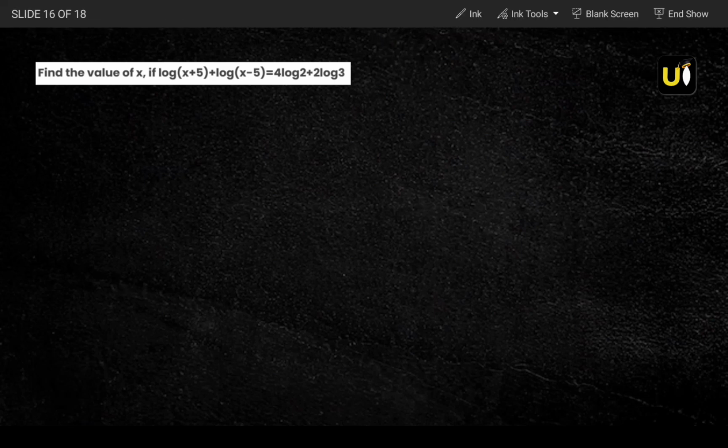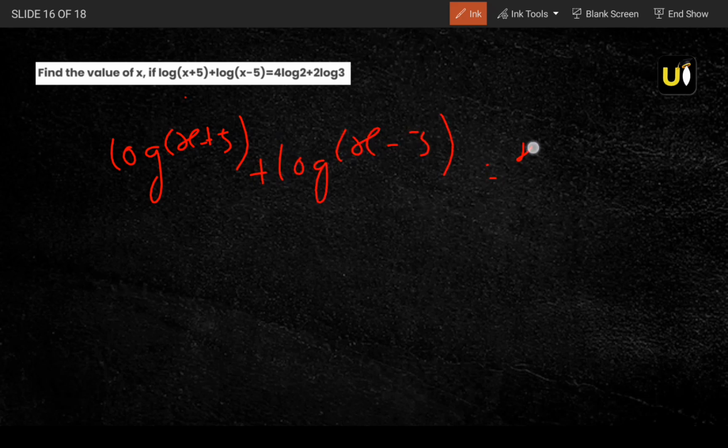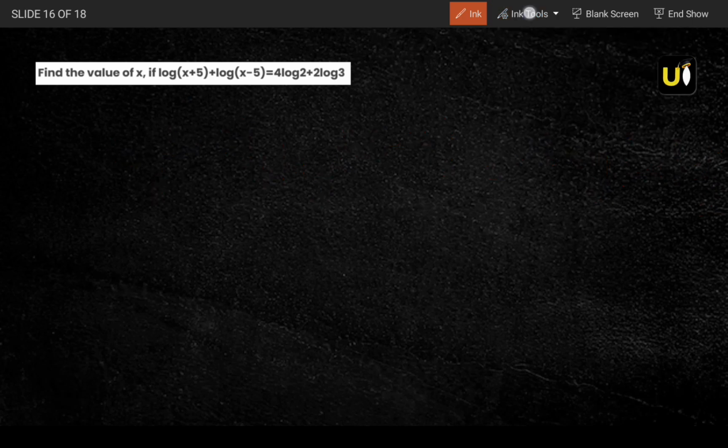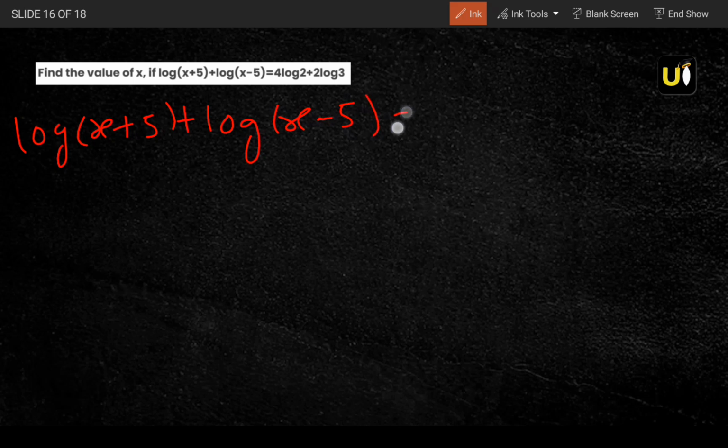Okay, now let's see the next question. See, here we are given log (x plus 5) plus log (x minus 5) is equal to 4 log 2 plus 2 log 3, with some base, so we don't know what the base is. This is what we were given. Now we have to solve for x. Let me write it more clearly. The equation is log (x plus 5) plus log (x minus 5) is equal to 4 log 2 plus 2 log 3.